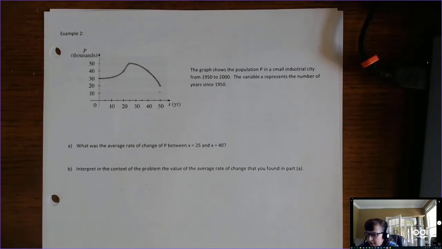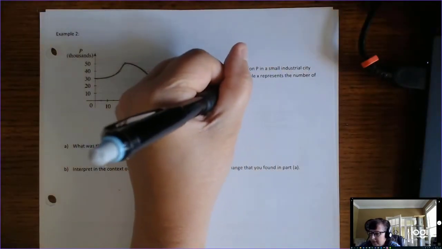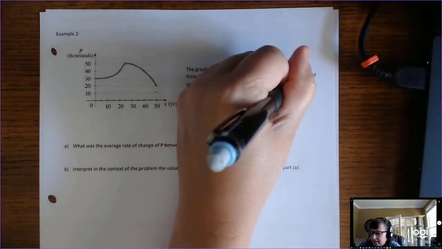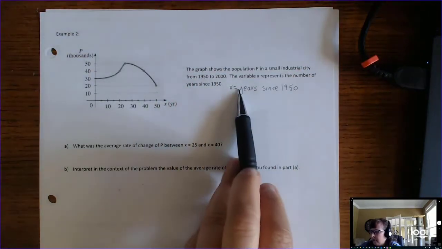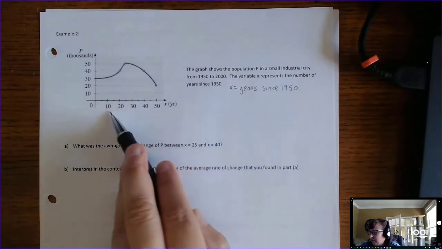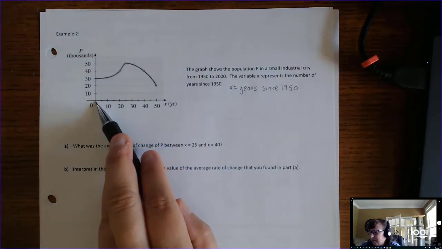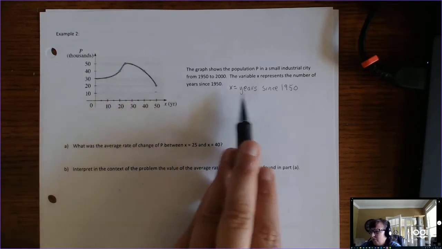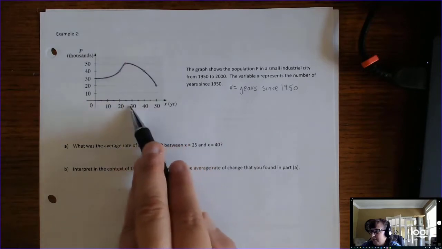Okay, so it says the graph shows the population in a small industrial city from 1950 to 2000. The x variable represents the number of years since 1950. So I'm going to write this down. This is my Math English Dictionary. Years since 1950. This is something we do very often with years. So what this means is that when x is 0, that means the year 1950 when you interpret it. When x is 10, that means the year 1960 when you interpret it. But while we're inside the function, we're going to use the small numbers.